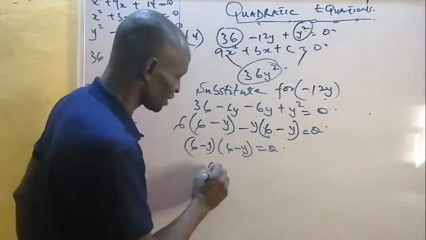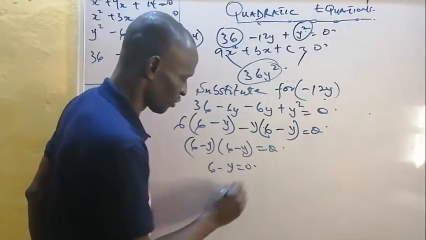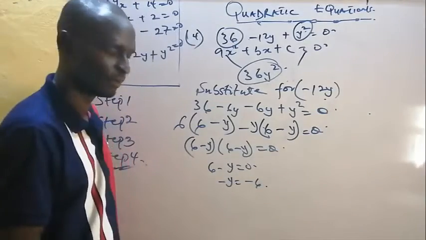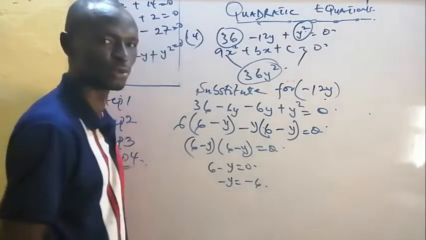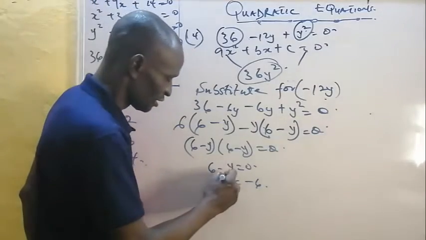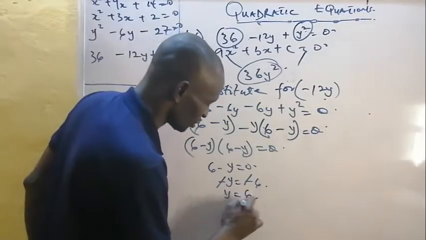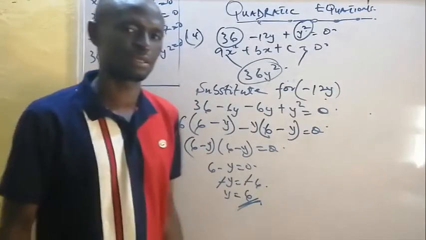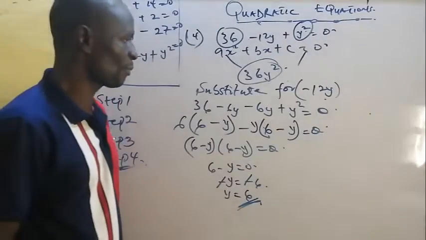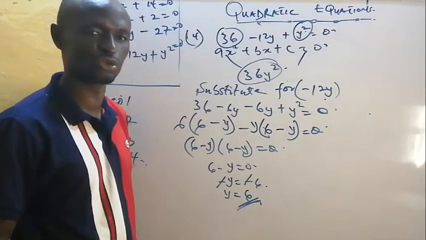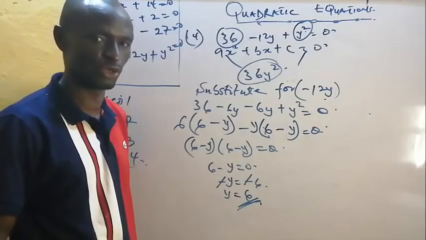So if 6 minus y is equal to 0, minus y is equal to minus 6. The 6 is going to the other side to become negative. Minus cancels minus. Y is equal to 6. With that, I hope you understand the factorization method to solving quadratic equations.